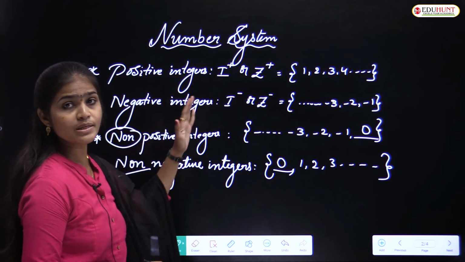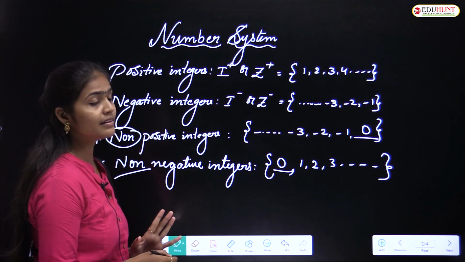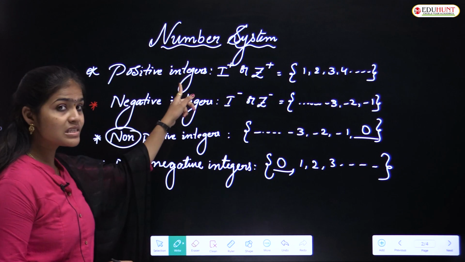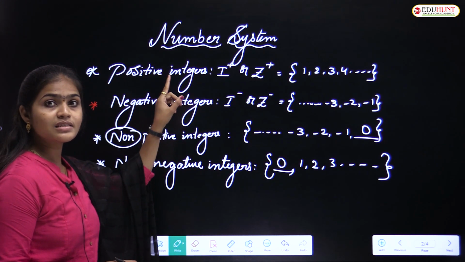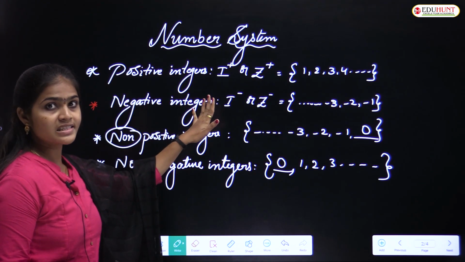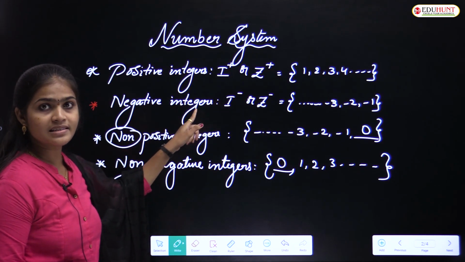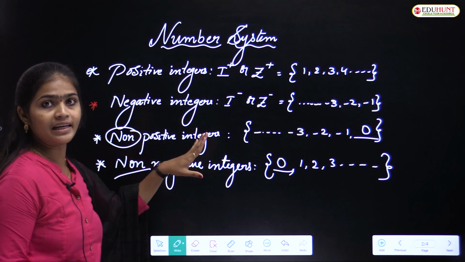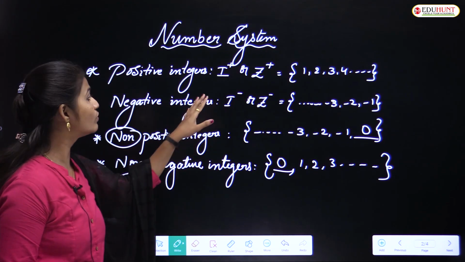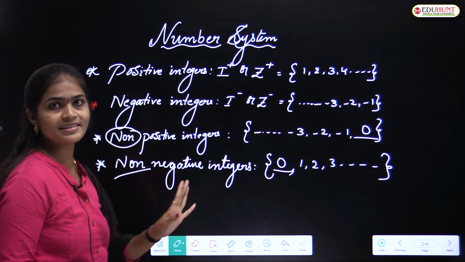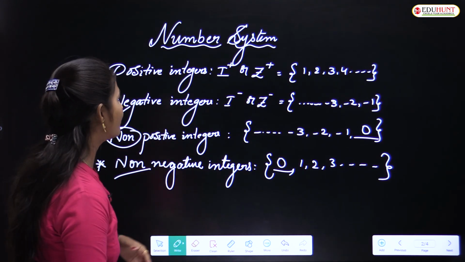In these two sets we can't write 0. Why? Because here they clearly mention positive integers, the integers which are only positive. 0 is not positive, that's why you should not write it here. And negative integers, the integers which are only negative. 0 is not negative, so we should not write it here either. But here we can include 0. That is the difference.